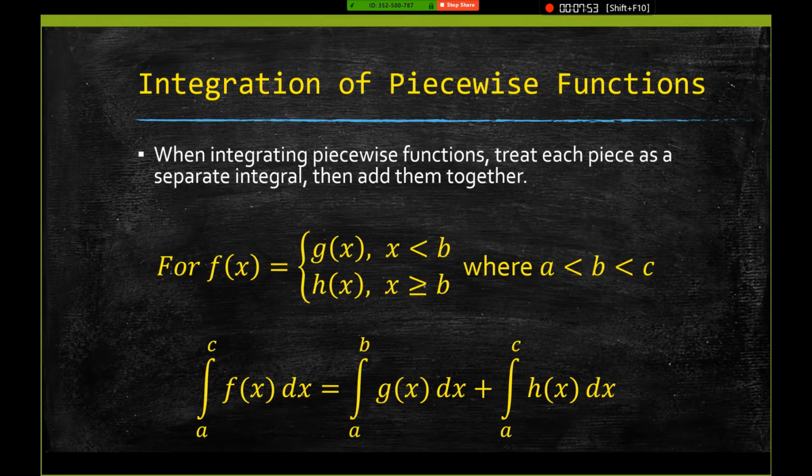Okay, new stuff. If I want to integrate a piecewise function, then I'd have to treat each piece like a separate integral. So a piecewise function is a function that we define in parts. So like this. As long as x is less than b, I'll use the top function g. If it's greater than or equal to b, then I'll use the bottom function h. So instead of just integrating f of x from a to c, I would have to split this up. f of x from a to b is really g of x, so I'll integrate g of x from a to b, and then f of x from b to c is really h of x, so I'd integrate from b to c of h of x.